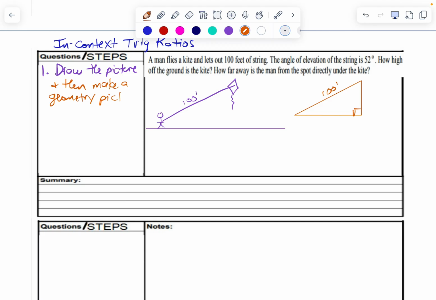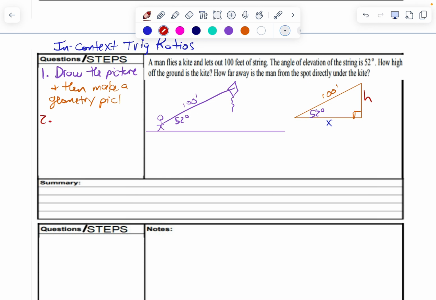Okay, and then it says the angle of elevation is 52. Where does that go? So in our triangle, do you agree we could put it here or here? Which one is it? Okay, so if you go look at the definition of angle of elevation, it's looking up from the horizontal, right? So looking up at the kite would put the 52 down here by the dude. Right there. And down here in this corner. Okay, it says how high off the ground is the kite? So maybe let's call that H. And it says how far away from the spot below the kite is the man? Let's call that X. Okay, so now we have a geometry picture from our kite picture. Now, you could have done all that in the kite picture. I'm not saying you have to redraw.